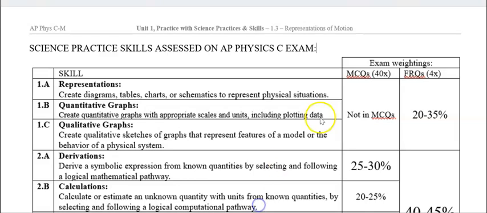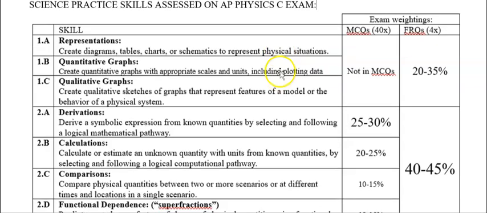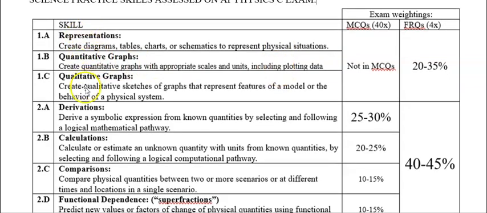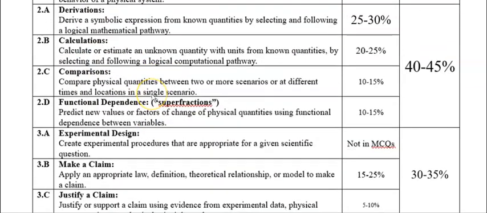There are many other types of skills that the AP Physics C exam is going to want you to show that you know how to do. So there's a bunch of these that are listed for you to look over and we'll practice, and there's weightings to these. This is on a different handout, but we're going to be focusing in on these functional dependence problems, which I'm then saying we're going to use superfractions to solve. This is when we need to predict new values or factors of change of physical quantities using functional dependence between variables. So just really key on this factors of change aspect. I think that's a better way to describe it than functional dependence.